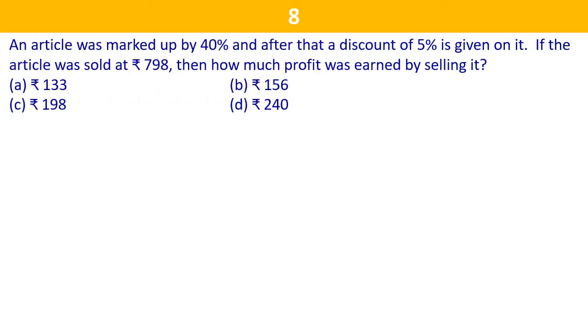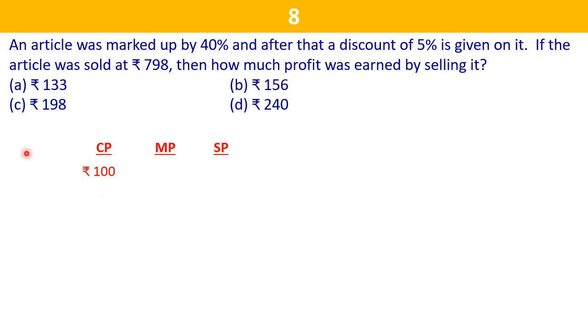Problem number 8. An article was marked up 40% and after that a discount of 5% is given on it. If the article was sold at rupees 798, then how much profit was earned by selling it? Now in this particular question, we come across 3 prices. One is cost price, second is mark price, and third is the selling price. Let us assume that the cost price is 100 rupees, he bought it for 100 rupees. He has marked the article 40% above the cost price.